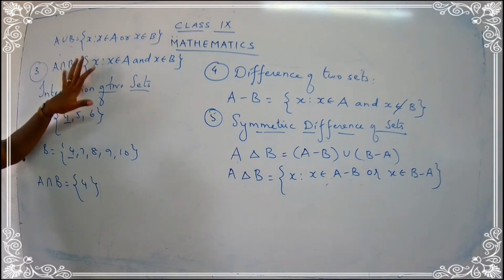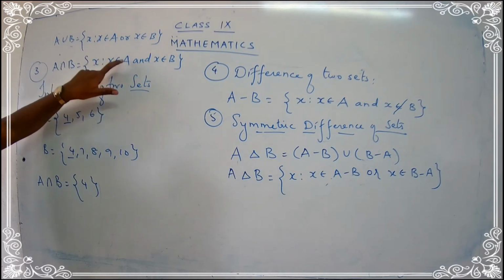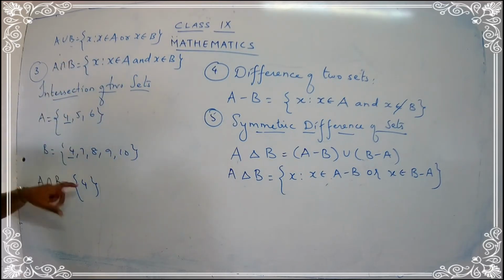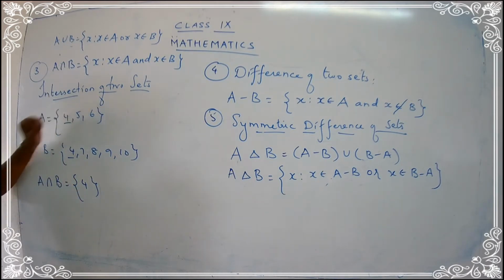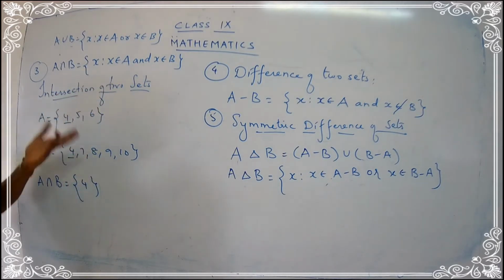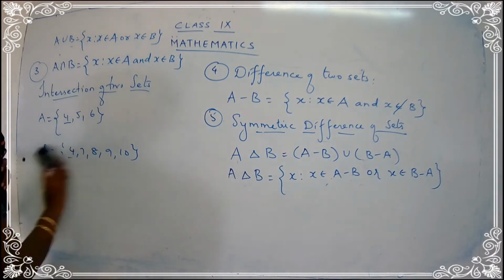For intersection, what is the rule? X such that X belonging to A and X belonging to B. That means 4 is the answer, yes children. So 4 should belong to A, and also 4 should belong to B, that is AND. But in the union case, it can be from A or it can be from B. Let us take one more example for intersection.